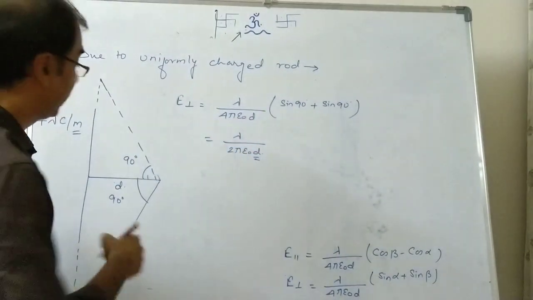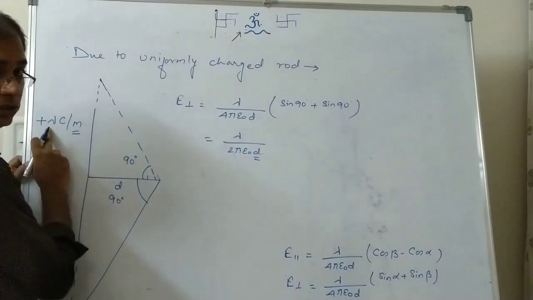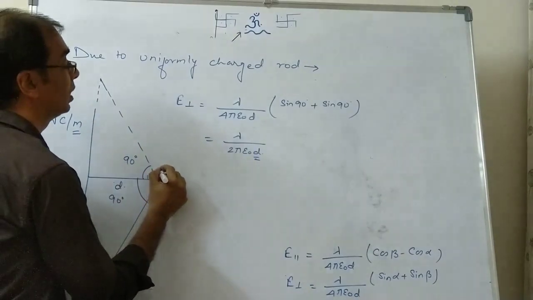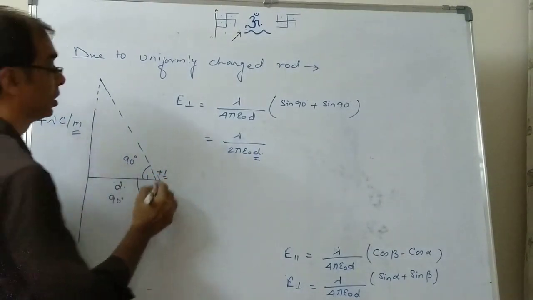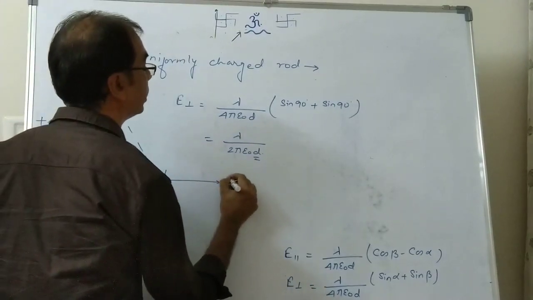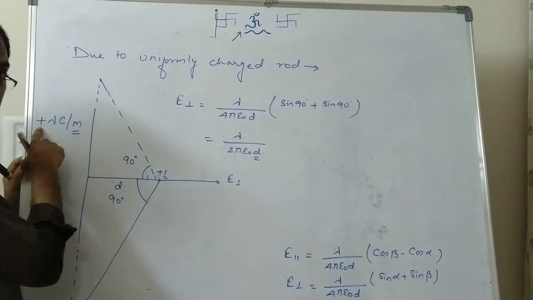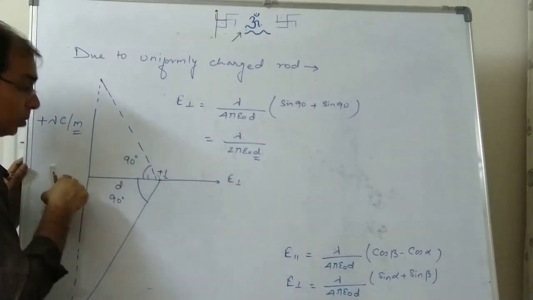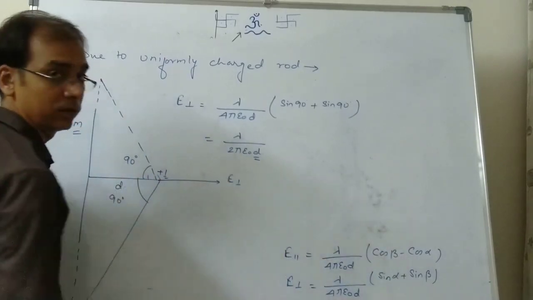So perpendicular. Perpendicular to the length, and this is a positive charge. For finding the electric field, here also we have to take a positive charge. So there is going to be repulsion between them, so that means the direction is this. This is perpendicular. But if suppose this would have been negative, then the direction would have been opposite. It would have been towards the wire. Right now it's away from the wire.